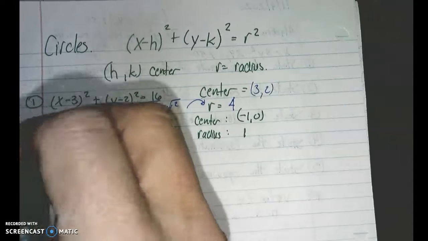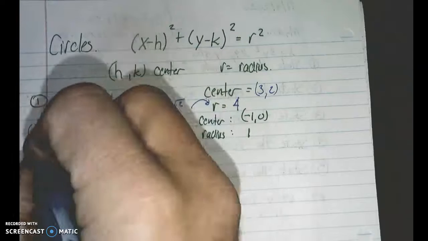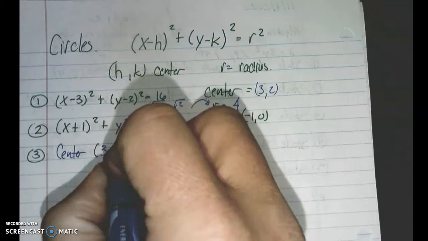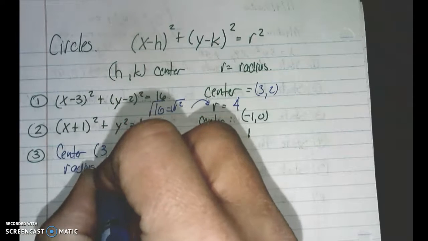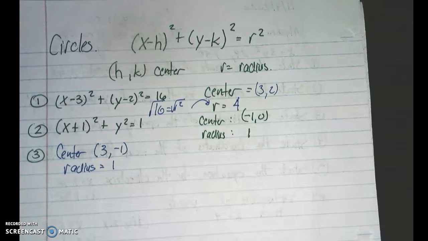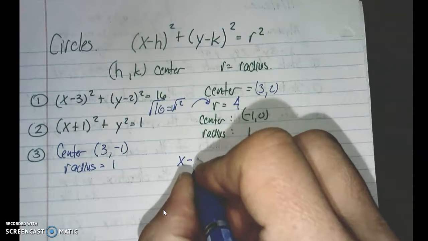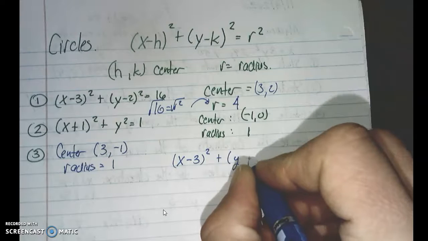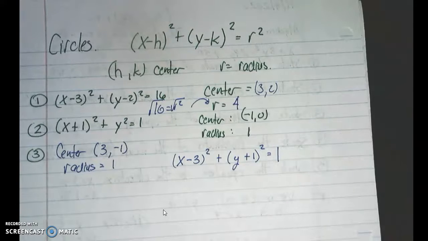All right, number 3. Let's spice it up a little bit. Let's do a different color. Let's go center is 3, -1, and the radius is equal to 1. So what is my equation? So (x minus 3), we're going to square that, plus (y plus 1) squared equals 1, because 1 squared is 1. Pretty tricky, right?